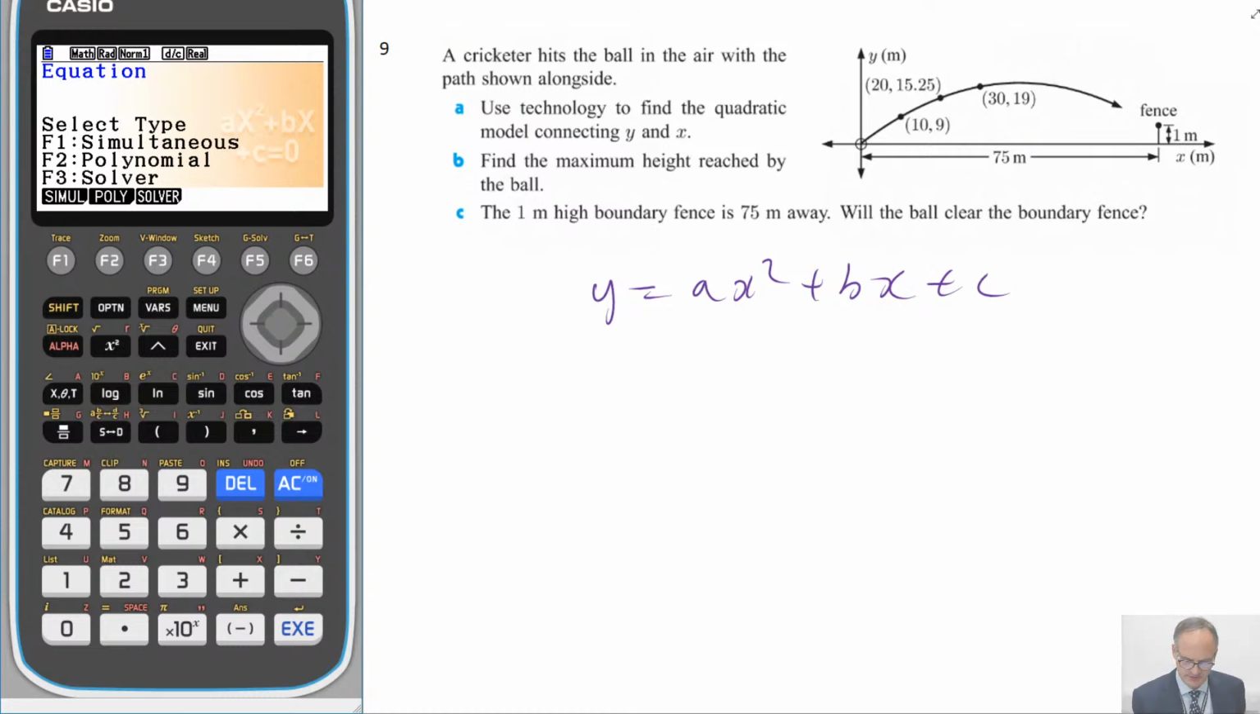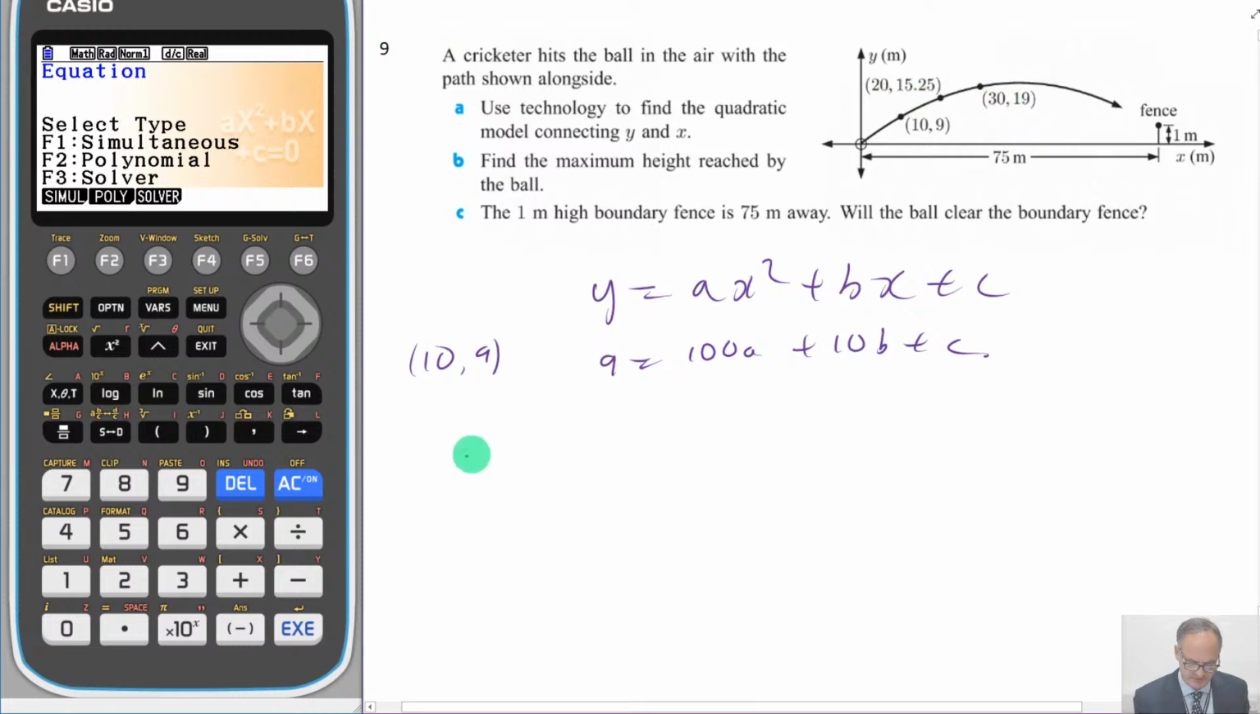So this is the model we're going to try and create using the information given to us in the question. We know at these 3 points an x and y value, so we put them into here. Let's put the 10, 9 one in first. The y value is 9, x is 10, so 10 squared is 100a, plus 10b, plus c.